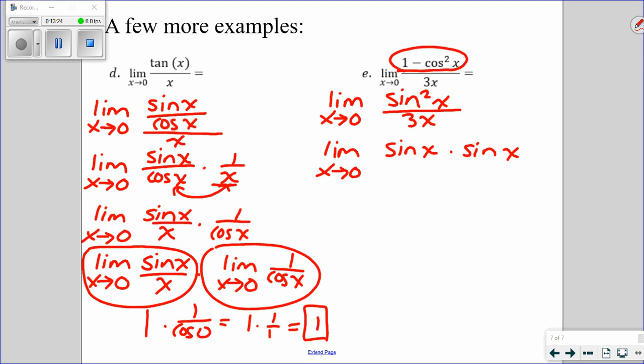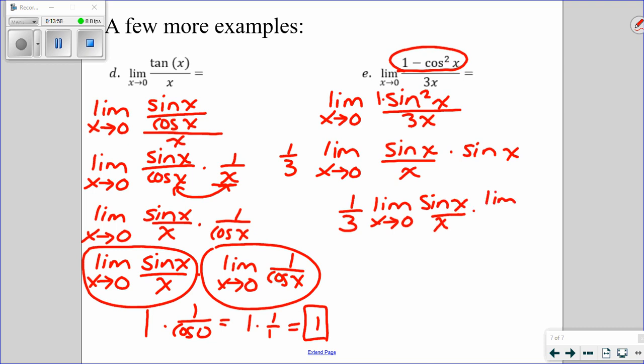And because I want an x under my sine of x so I can use that special limit, I'm going to do that. And I think I'm just going to put the 1/3 out front as a constant multiple. This would be like a 1 in front. Okay, so now I have 1/3. And remember, I can use my limit laws to break apart my limits. I'm going to do that next.